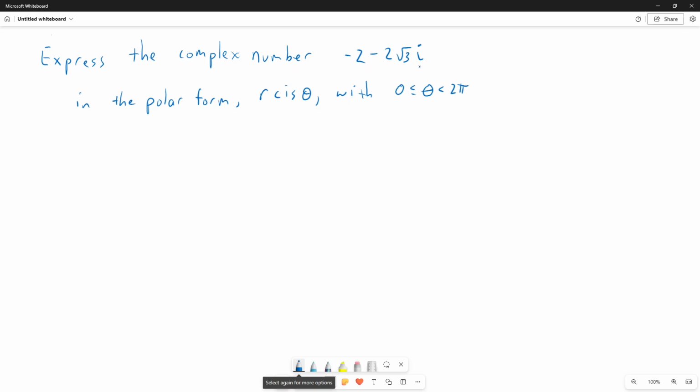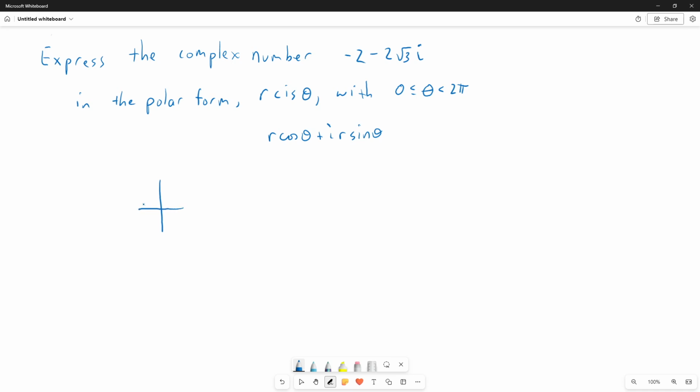Write the complex number -2 minus 2 root 3i in the polar form r cis theta, where theta is an angle between 0 and 2 pi. So r cis theta is shorthand for r times the cosine of theta plus i times r times the sine of theta. R is the polar radius and theta is the polar angle.